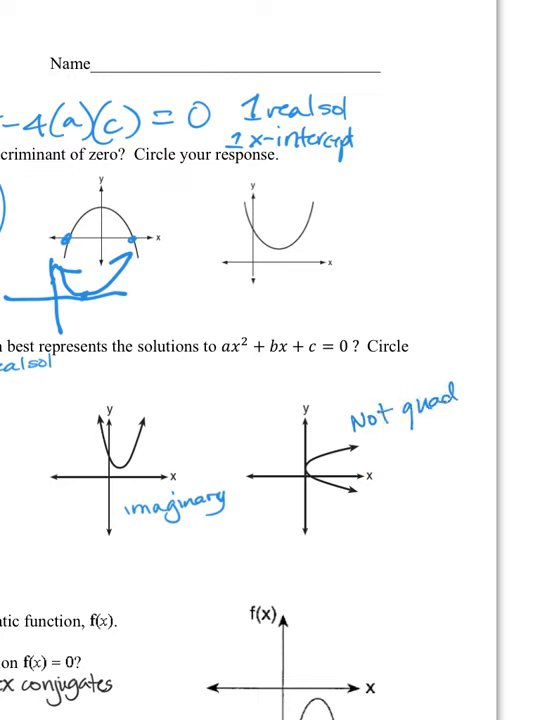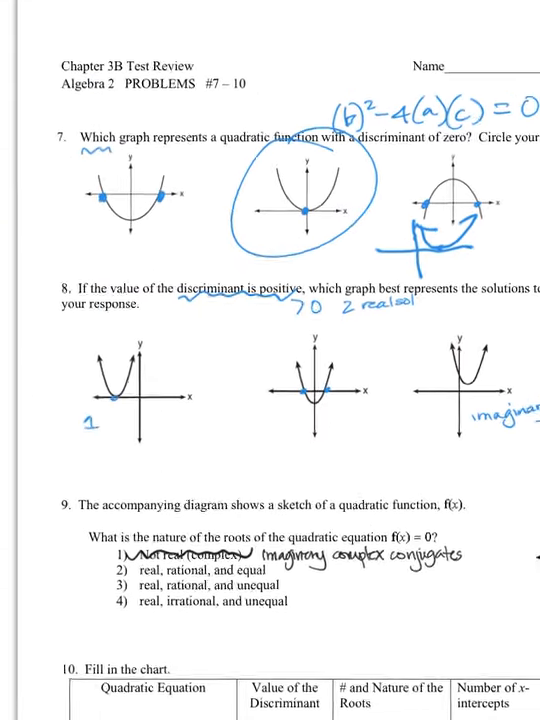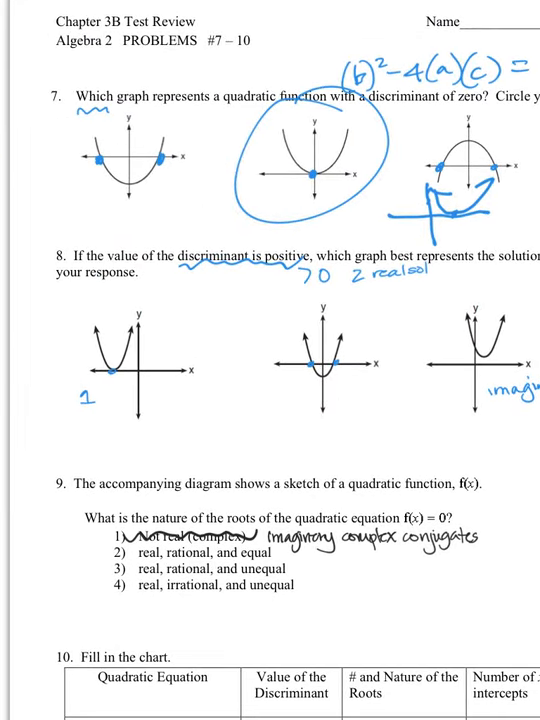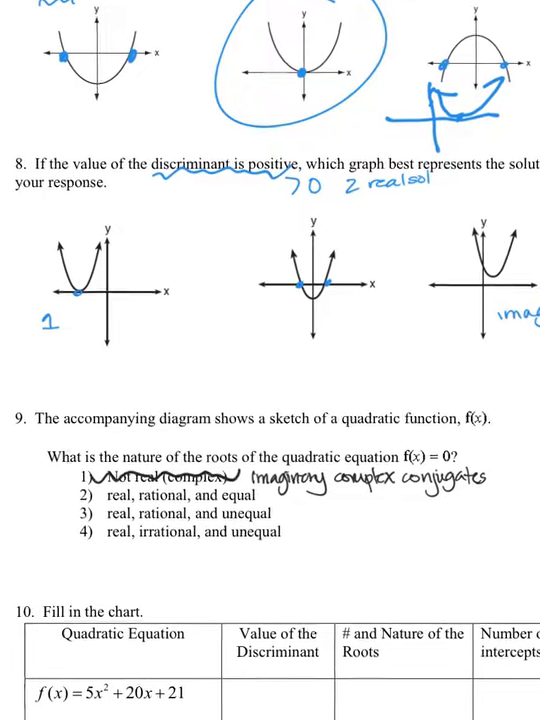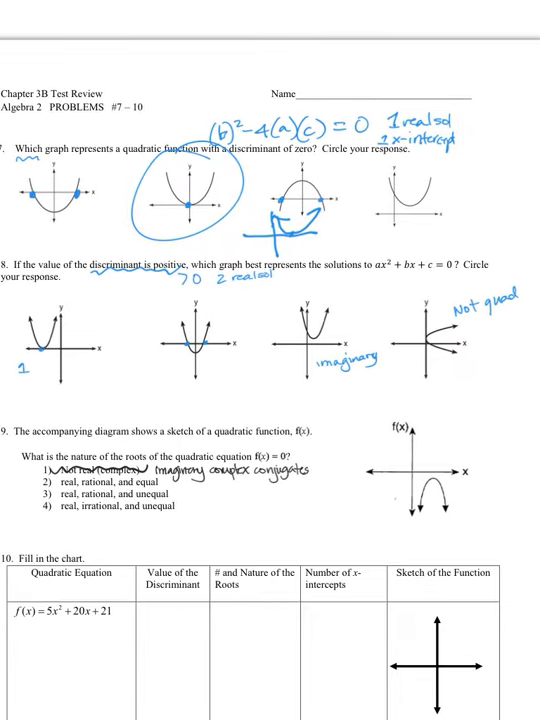Okay. Let's look at problem number 9. And one thing that needed to be changed on the review, you guys, number 1, we'd like to describe it instead as imaginary complex conjugates, which the conjugates would mean that there's 2. So we're going to look at this graph on the right. And if you notice, it does not touch the x-axis. It does not have any x-intercepts or real solutions. So in this case, we would choose number 1 and say it is the imaginary complex conjugates.